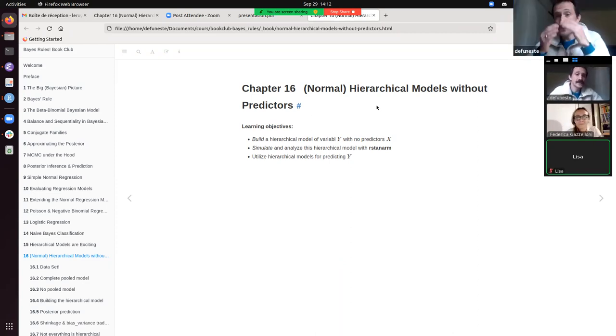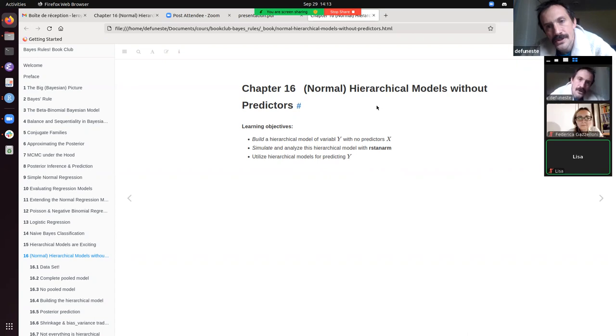So this is the first time we are implementing a hierarchical model. Before, in the last chapter, we have seen the bias model, like the no pooled, complete pooled, and hierarchical. I'm probably doing an awful job at pronouncing hierarchical, but bear with me. Okay, so what's the goal of this first?